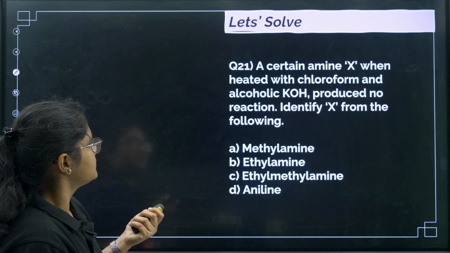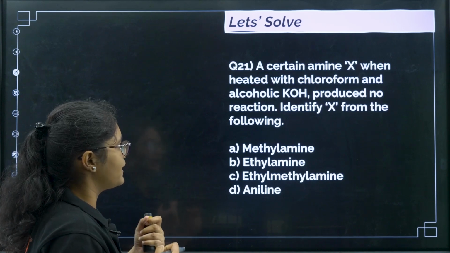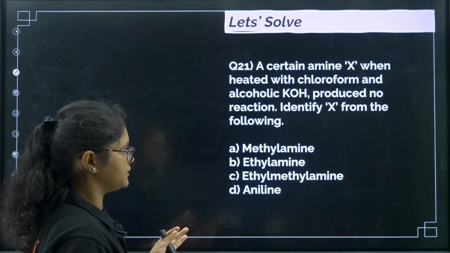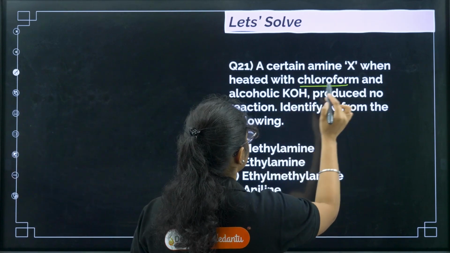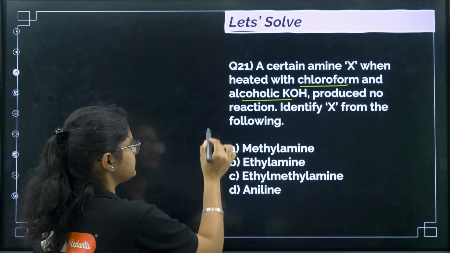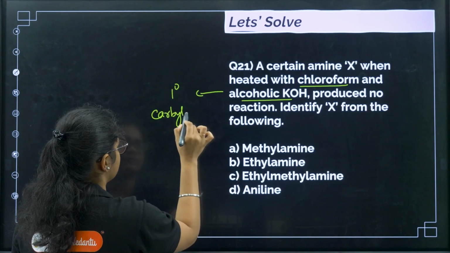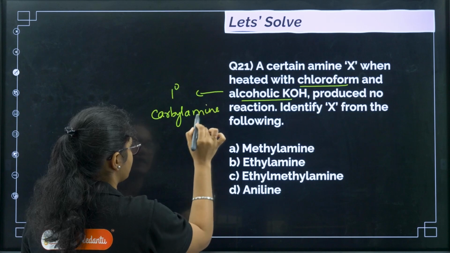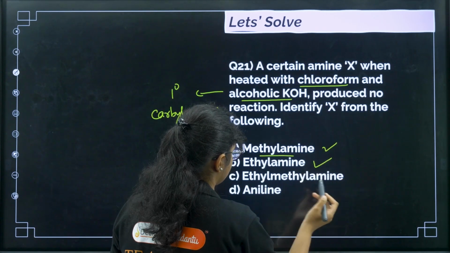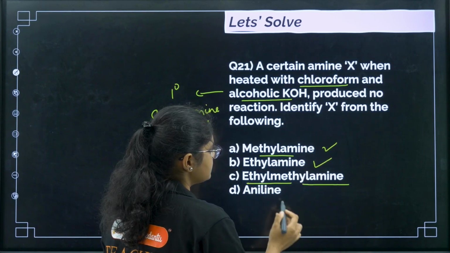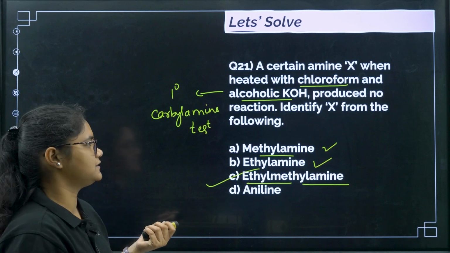Okay. So next one, certain amine X when heated with chloroform and alcoholic KOH produced no reaction. Identify X from the following. So if you are treating it with chloroform and alcoholic KOH, this reaction is only given by your primary amines, that is carbylamine test, right? They will form isocyanides which have a foul smell. So now if you see primary amine, this one will give ethylamine, this one will give ethyl methylamine. So if you see this one is a secondary amine, so this one will not react. Correct answer is option number C here.